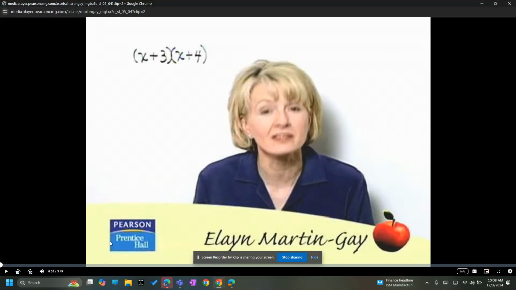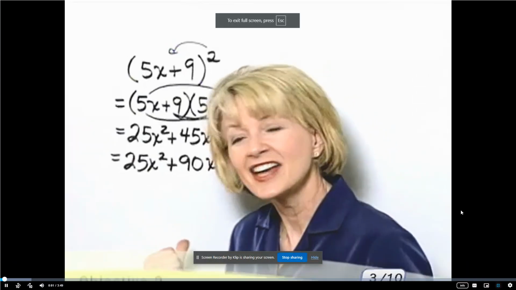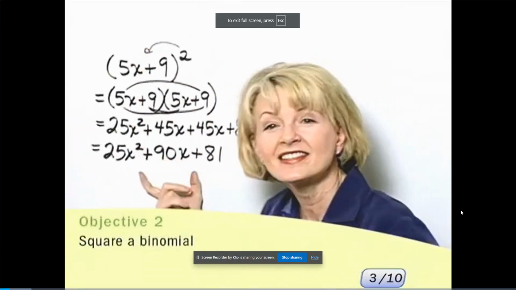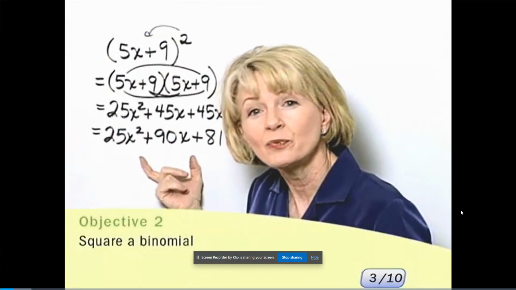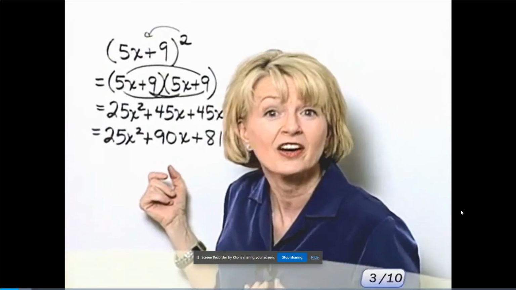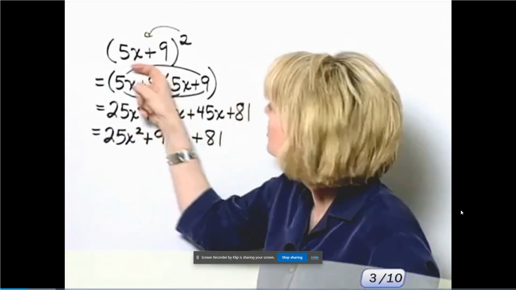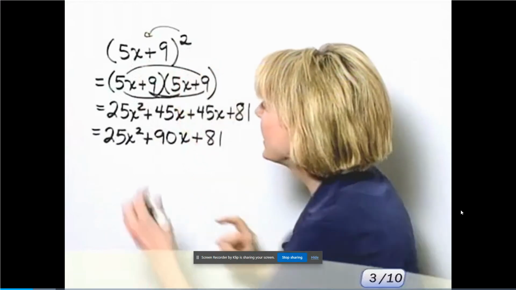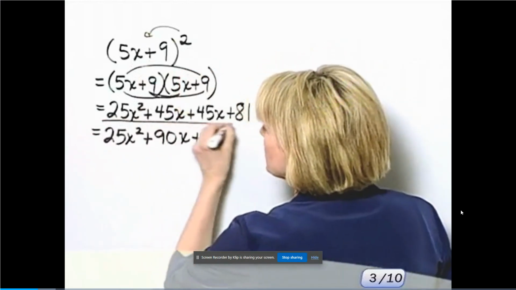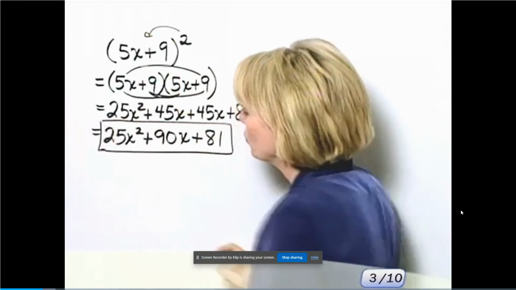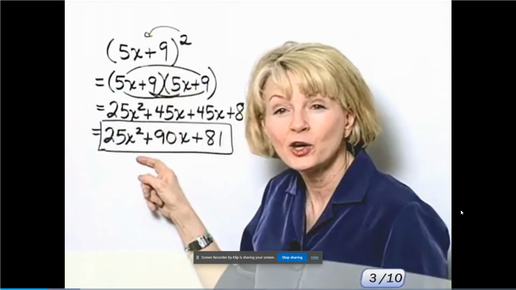Okay, this is for 5.4 Objective 2, Squaring a Binomial. Let's now take a moment and study this example and see if we can see another pattern occurring. Notice this is a binomial squared. And notice the result when we square this binomial.